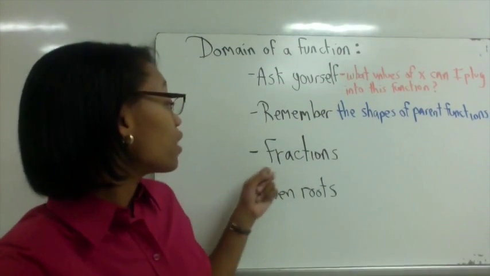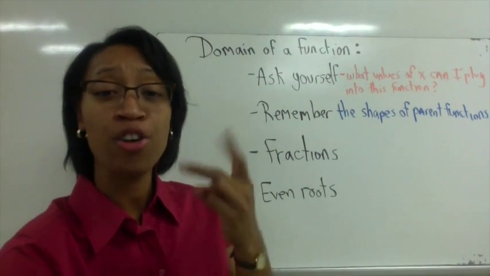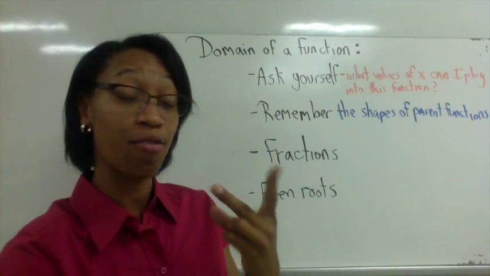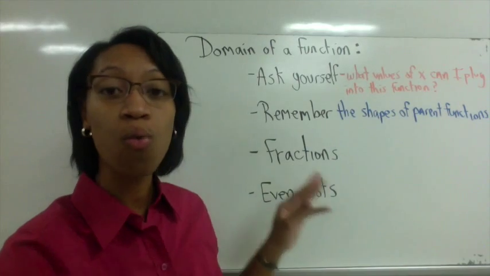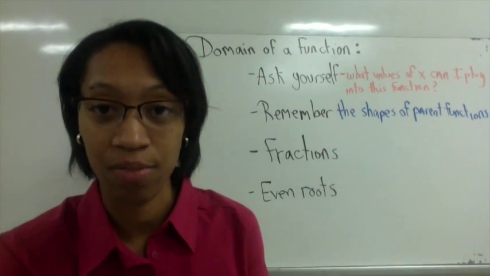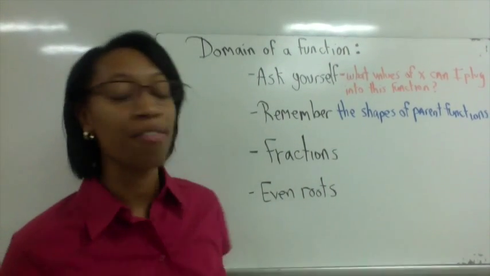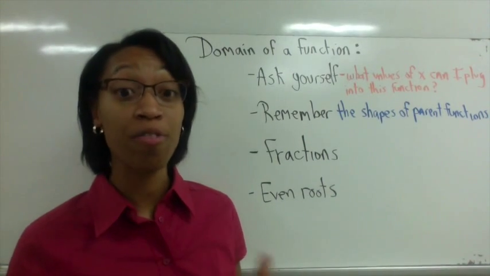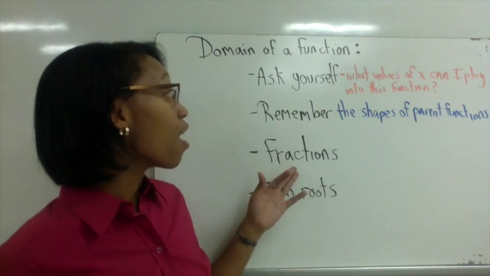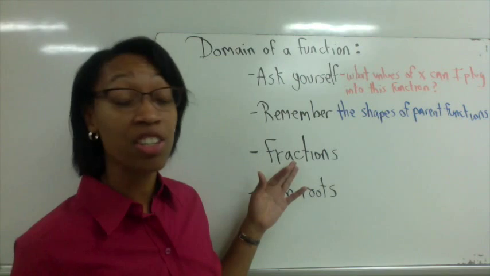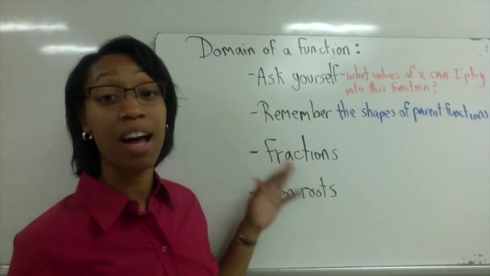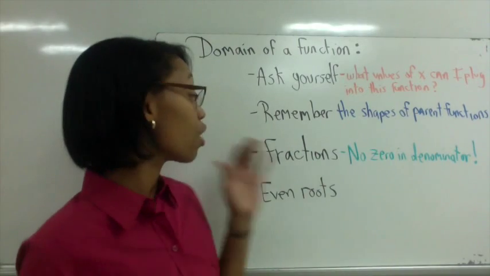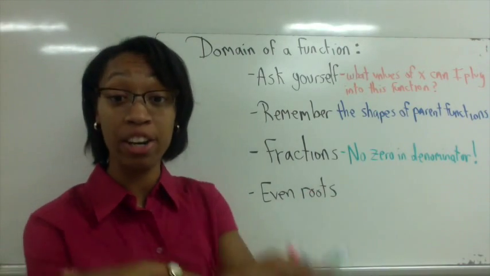All right, so when it comes to domain, there are two things that you need to look out for. The first is fractions. What do you know about fractions? You can never have a zero in the denominator of a fraction. So when you have a fraction in the problem, make sure that the denominator cannot be zero. Okay, so no zero in the denominator.